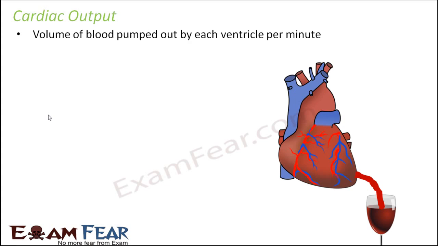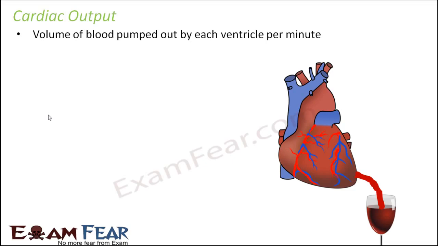So now let us talk about another important term called cardiac output. So what do we mean by output? Now so many changes take place inside the heart. So what is the net result of it? Whenever we talk about output, we are actually talking about the net result of something. So it is the total volume of blood pumped out by each ventricle per minute.